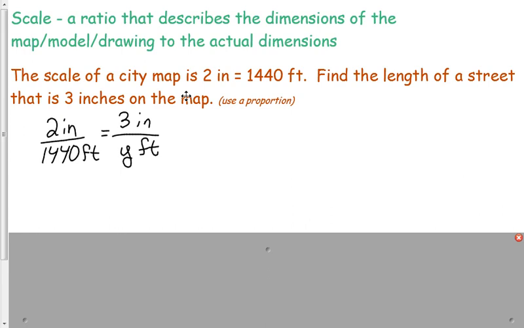Again, it's just a matter of write a proportion and plug in. In this case, you know the scale, 2 inches equals 1,440 feet. You know the length on the map, and now it's just a matter of cross multiplying. And then we divide by 2 to get y equals 2,160 feet. That's the length of the street, 2,160 feet.